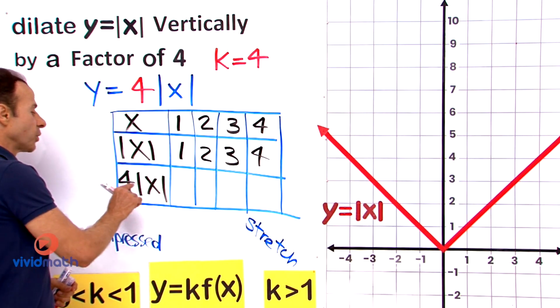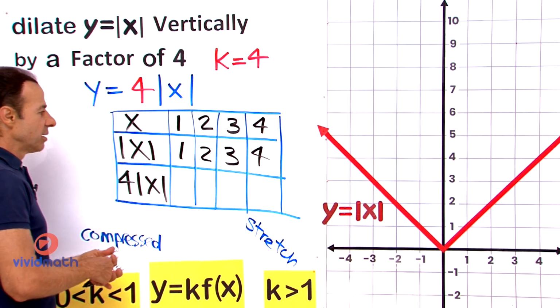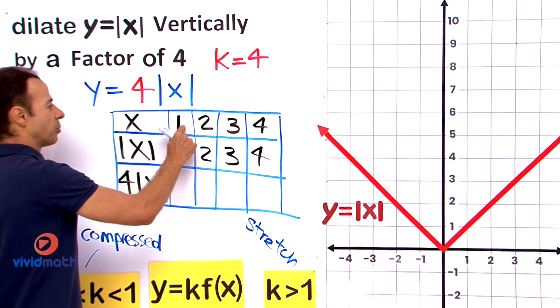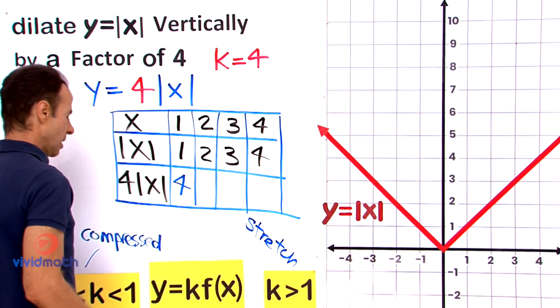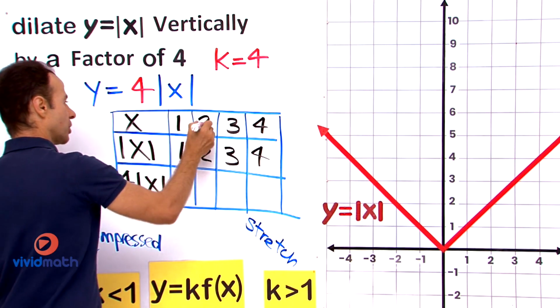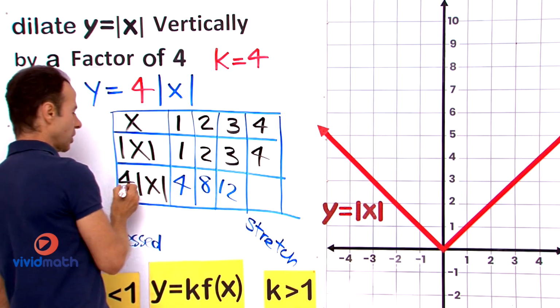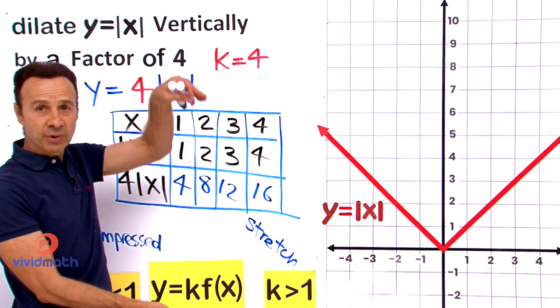Now, let's look at 4 times the absolute value of x. All we have to do now is multiply. We've got to multiply the x value by 4. So 1 times 4 is 4. And then 4 times 2 is 8. 3 times 4 is 12. And 4 times 4 is 16. So the y values are getting taller and taller.